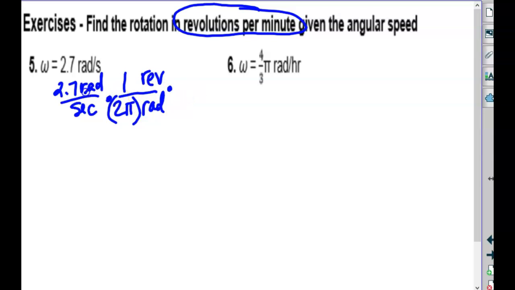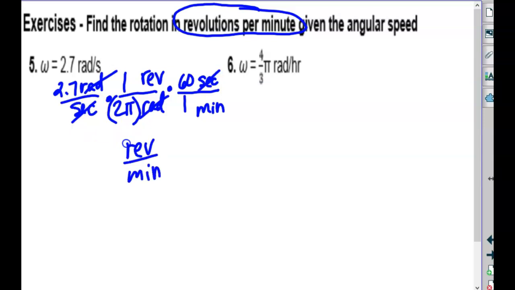That would give us revolutions per second, but they want it per minute. So what do I need to do? I need seconds to go away, and I need minutes to come around. So what is true about seconds and minutes? 60 seconds is 1 minute, and now the seconds label will cancel, and I'll be left with revolutions per minute.